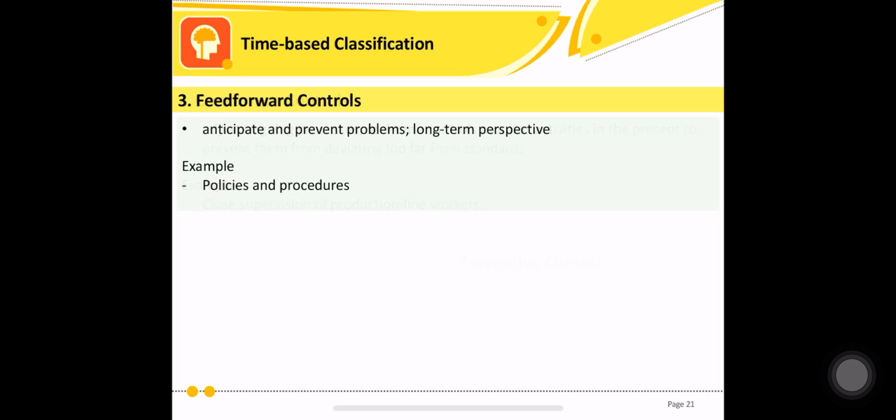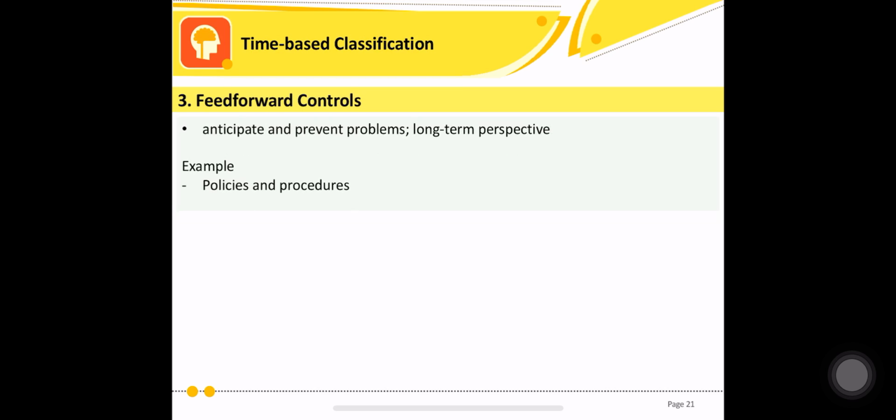Okay? And then the last time-based classification, we have what we call the feed-forward control. It's stated here: anticipate and prevent problems, and it has a long-term perspective. An example here is policies and procedures. Okay, so let's repeat. The first in our time-based classification is feedback control. When we say feedback control, the risk has already happened, so you implement a specific action or specific control. So feedback is also known as detective or corrective control.